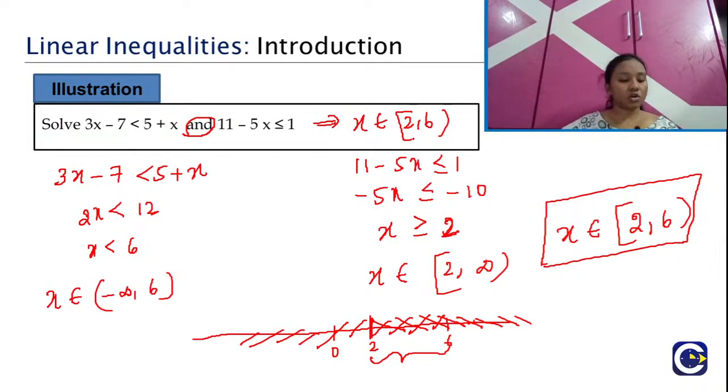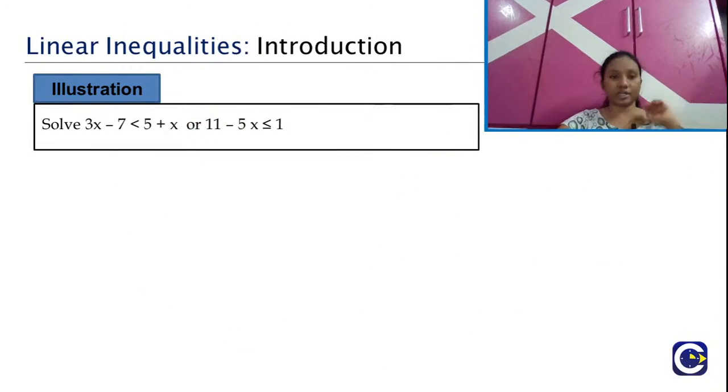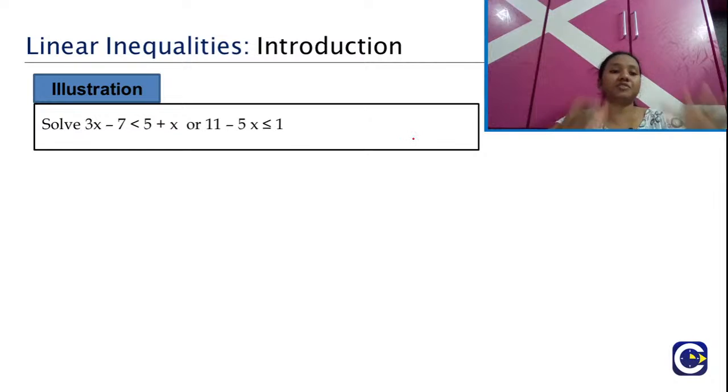Right. So I hope you guys understood this intersection part. For the same question, if I have changed only the operator to OR, so instead of AND, I have changed my operator to the OR. So now can you guys tell me what is the solution and what is the interval here for this quickly?